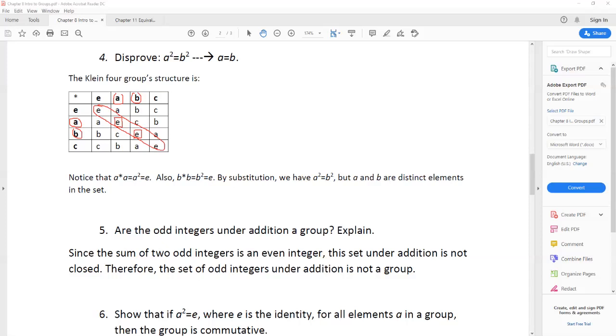Which means we have shown that A squared and B squared are both E, which means A squared and B squared are equal to one another. But as we can see, A and B are distinct elements. They're not equal to one another. So that would prove that just because A squared is equal to B squared in a group, that does not necessarily mean that A is equal to B. So this is a proof by counterexample.